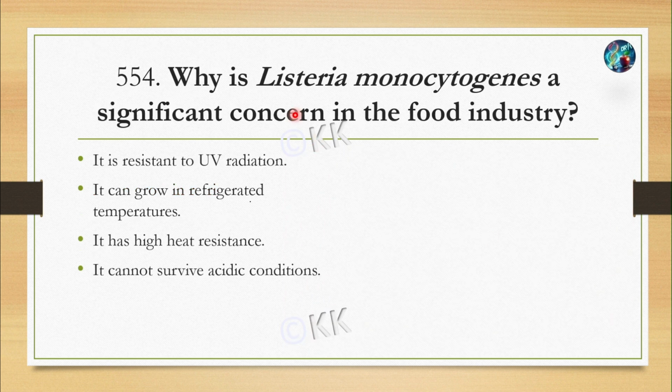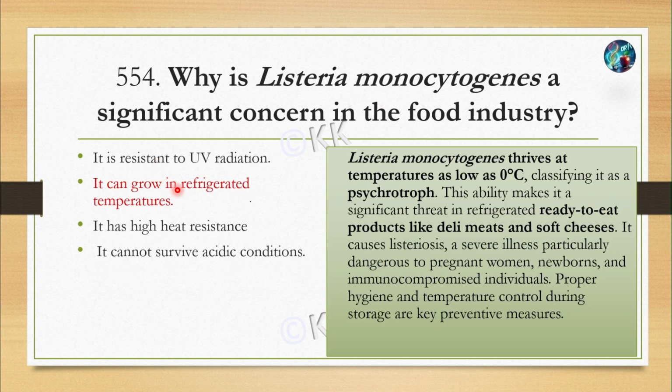Why is Listeria monocytogenes a significant concern in the food industry? Option A, it is resistant to UV radiation. Option B, it can grow in refrigerated temperature. Option C, it has high heat resistance. Option D, it cannot survive acidic conditions. The correct option is option B, it can grow in refrigerated temperature.